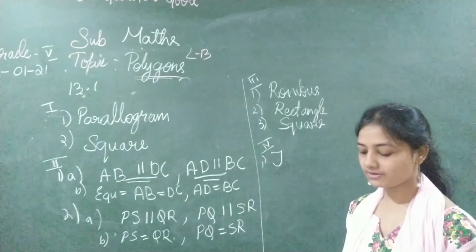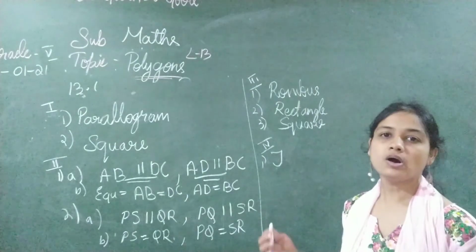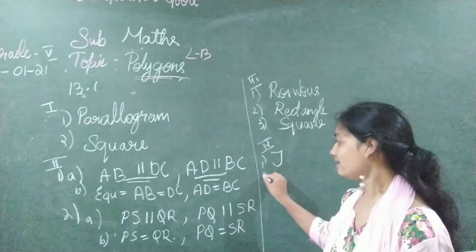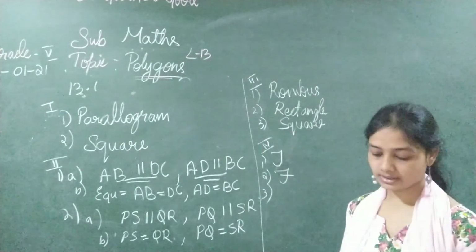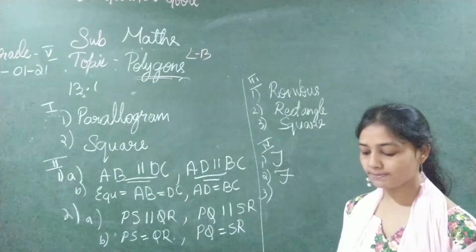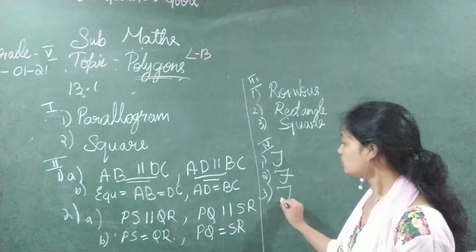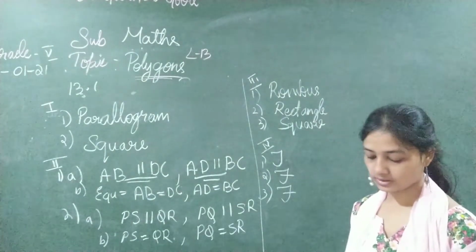A rhombus can never be a square. False. If in a rhombus all the angles are equal, it makes a square. So it can be a square. A parallelogram has only one pair of parallel sides? No, parallelogram has two pairs of parallel sides. So third one is false.